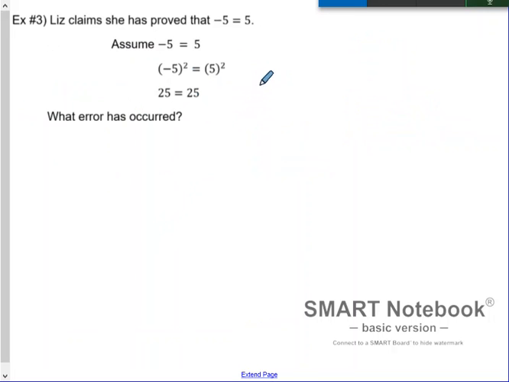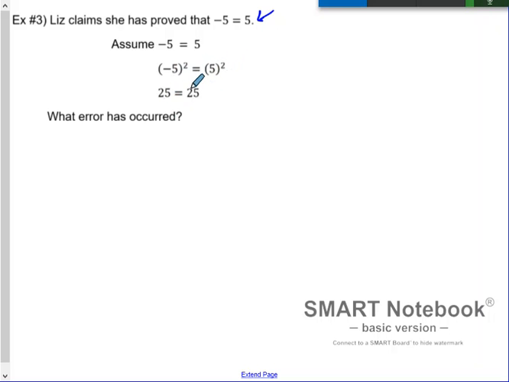In example 3, we have Liz, and she claims that she has proved that negative 5 equals 5. So this is what she's trying to prove. First she assumes that negative 5 equals 5, and then she squares both of those things, which is valid, as long as you're doing it to both sides. So negative 5 squared, negative 5 times negative 5, is positive 25, and 5 times 5 is 25.